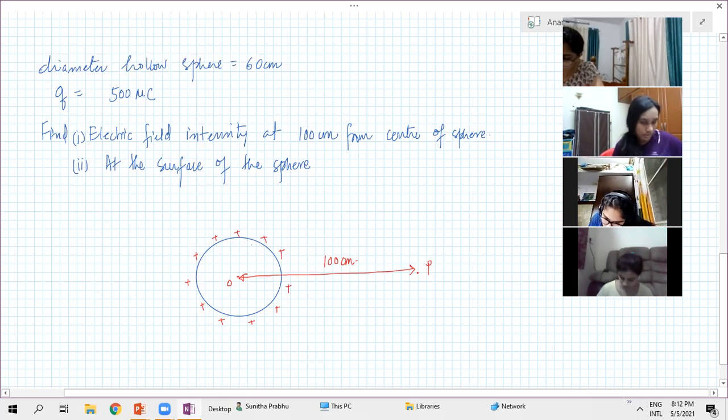Okay, so the question here is, this sphere is 60 centimeters. That means this diameter, this radius is 30 centimeters. But I have to find the electric field at a point P, which is 100 centimeters from O. So when I say electric field E is equal to KQ by R square, what should be the distance R? That's the question.